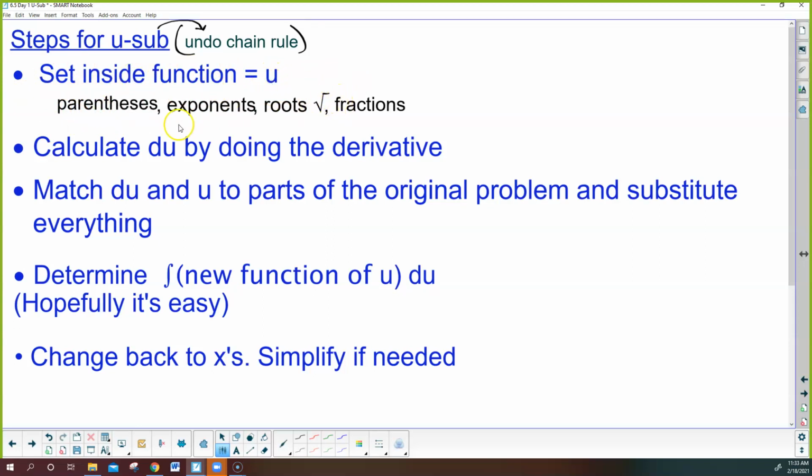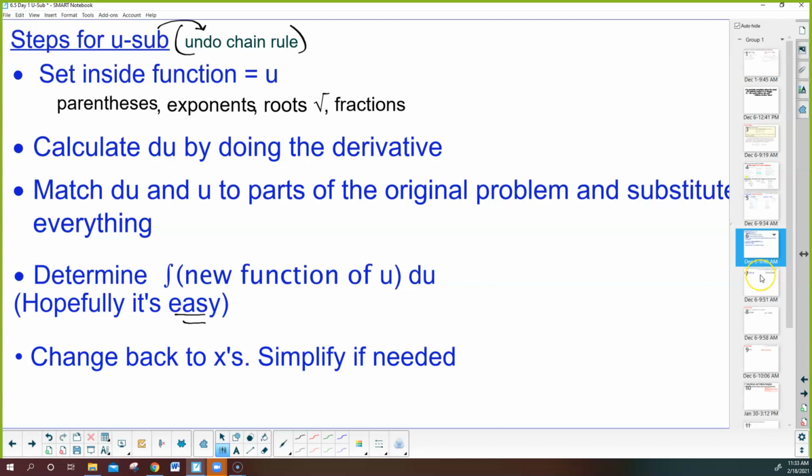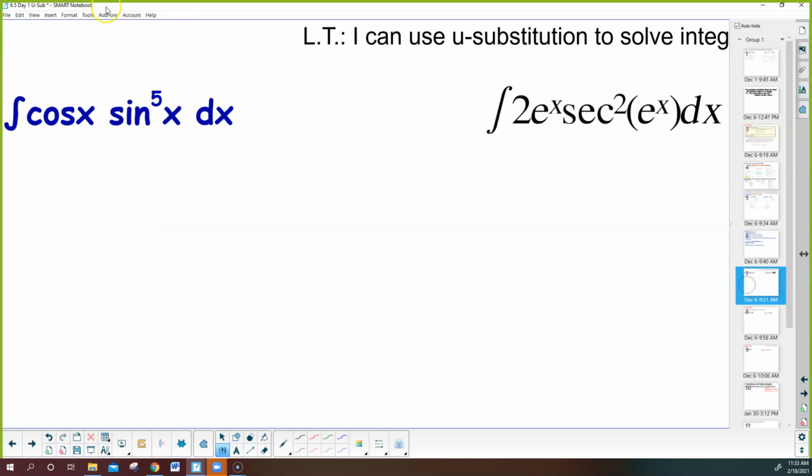So once we find u, we calculate du by taking the derivative, and then we have to match du and u to the parts of the original problem and substitute them. And then hopefully you get a new integral which is easier. That's the goal. U-substitution makes the integral easier. And then the last part, just make sure you change your values back to x. Now, like I said, we're not going to spend time writing that. We're just going to keep that in mind, and I'm going to make reference to these steps as we solve these problems.